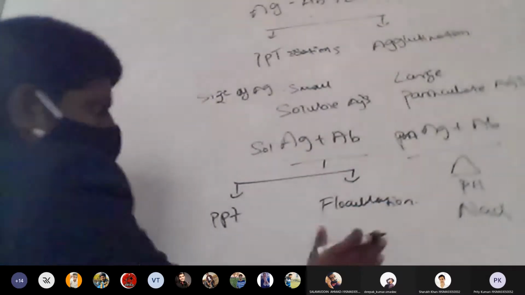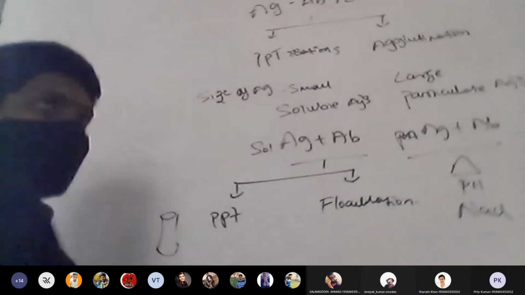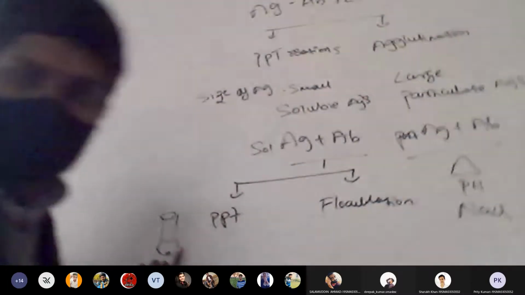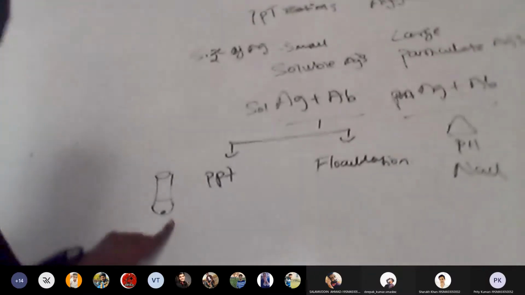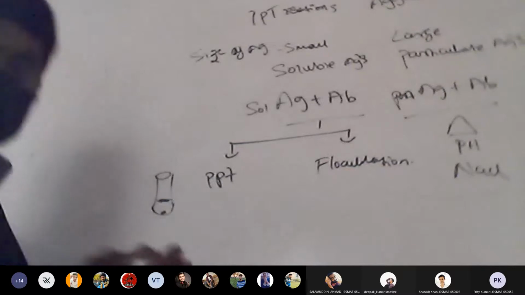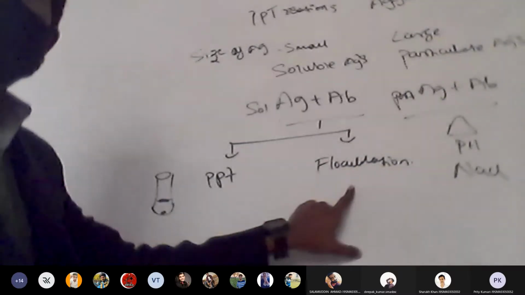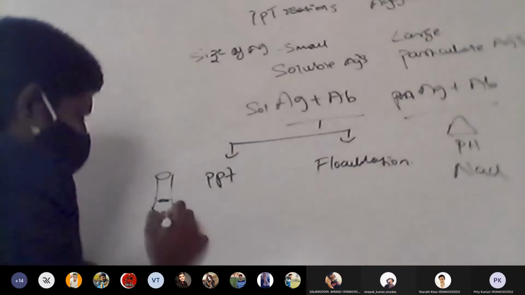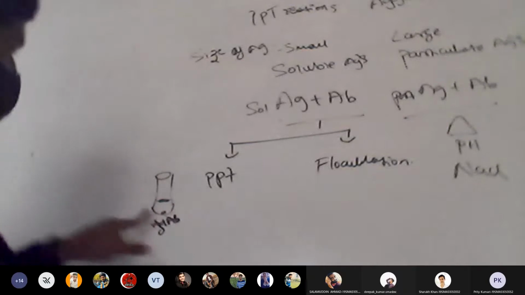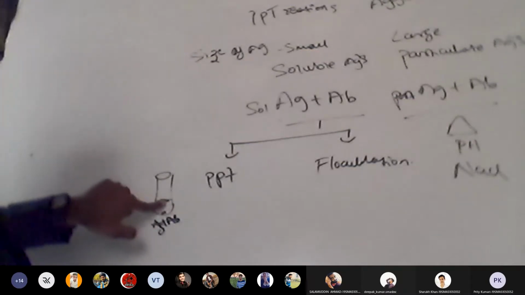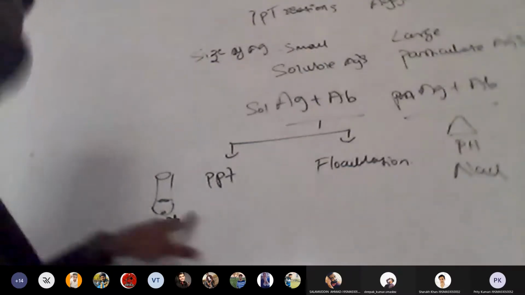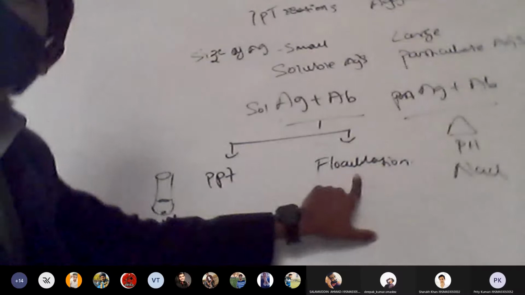The difference between precipitate and flocculate is, after antigen antibody reaction, if the complex sediments to the bottom of the test tube, this is called precipitate. If it is floating on the top of the test tube, that is called flocculation. That is the only difference. If the antigen antibody complex sediments in the test tube, that is called precipitate. If it floats on the surface of the test tube, that is called flocculation. If it sediments, precipitate. If it floats, flocculation.